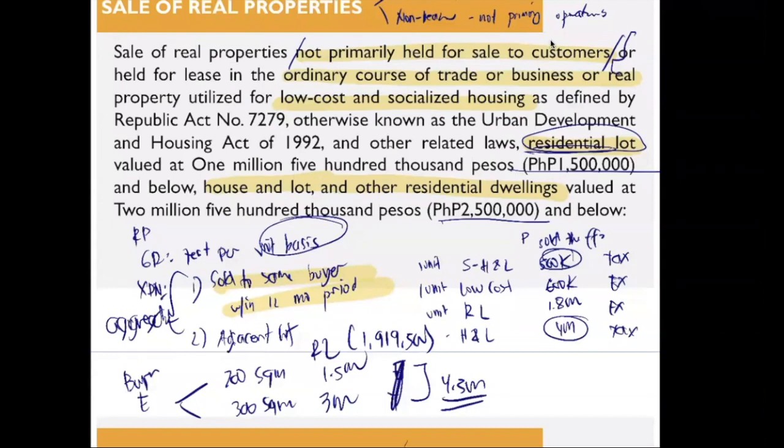Is it within the limit or not? It is not, therefore it is taxable. Again, as a rule, we test it per unit basis. You need to know the limits. What are the limits again?